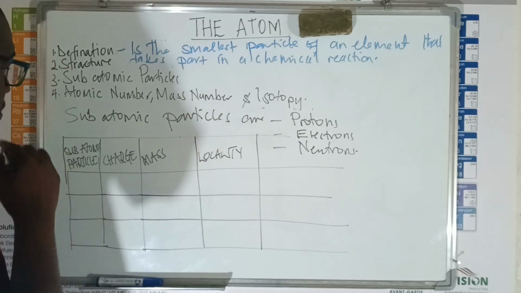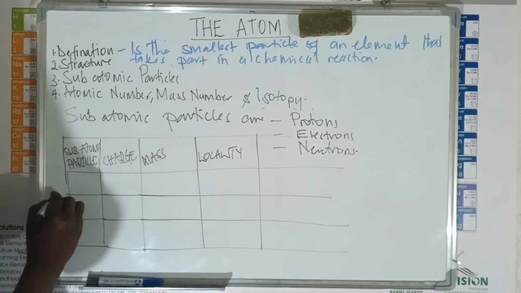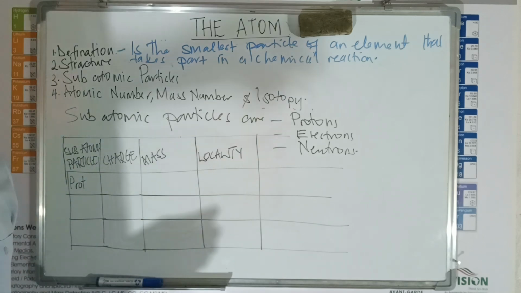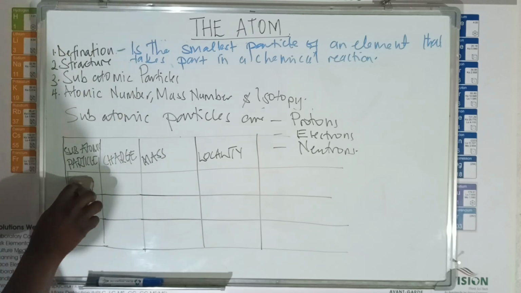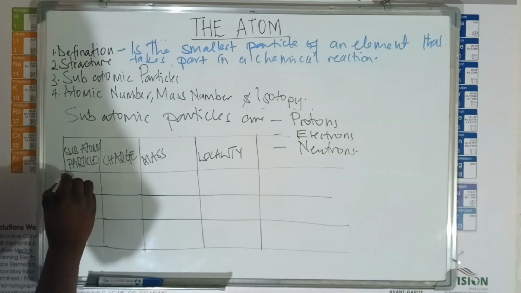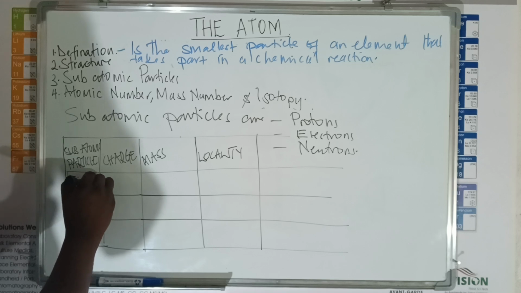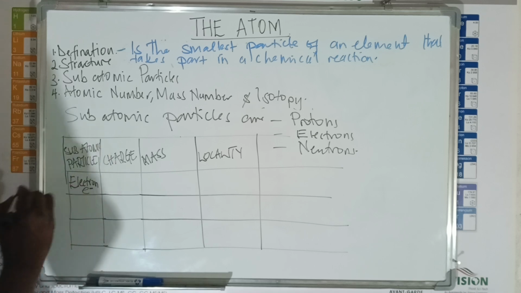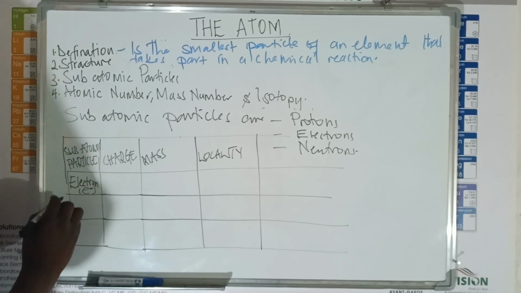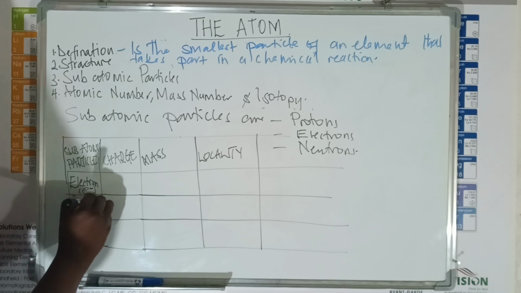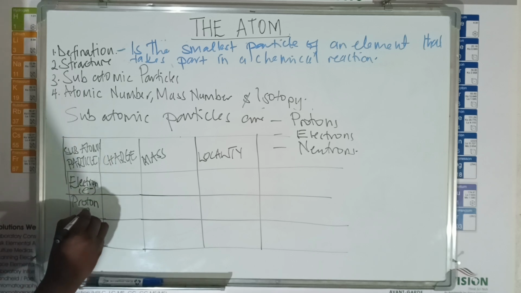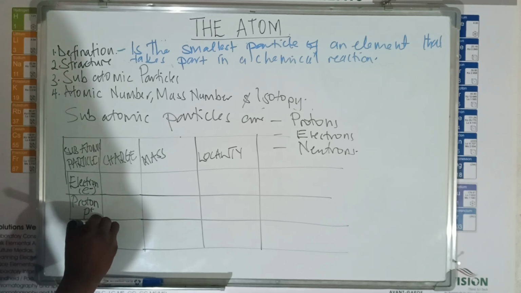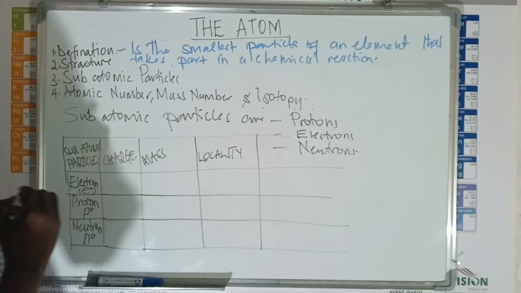Now we start with the first one. We can start with the proton. Or rather, let us start with the electron so that the chart flows properly. The electron, I denote it by E negative. That is an electron. Now then you can have the proton. Proton you can say is P plus, positive. Then finally the neutron. The neutron you can see that is N0.